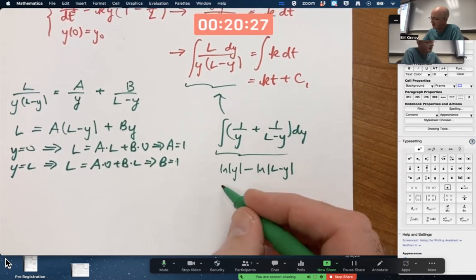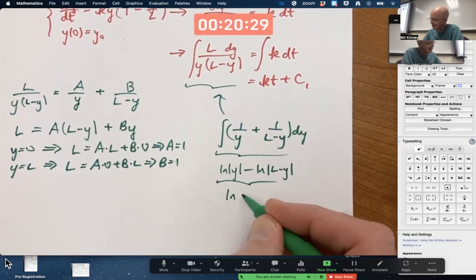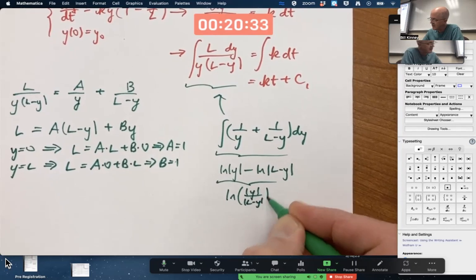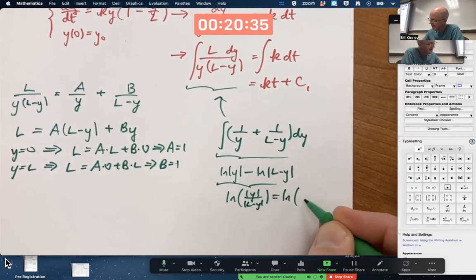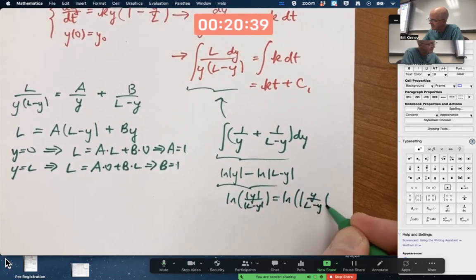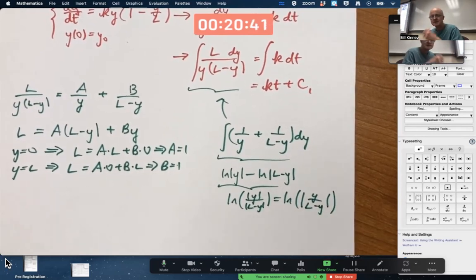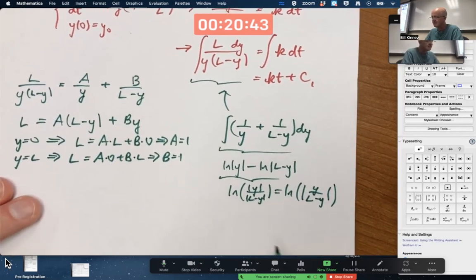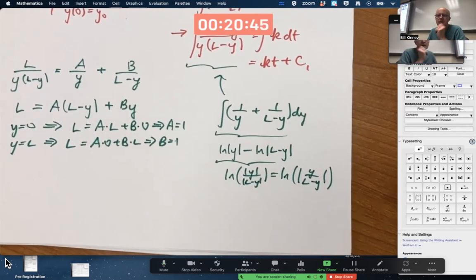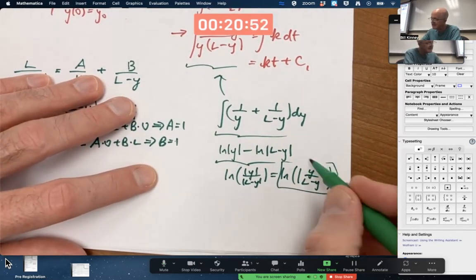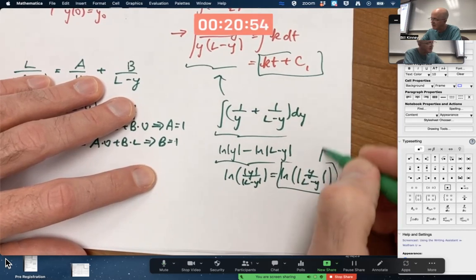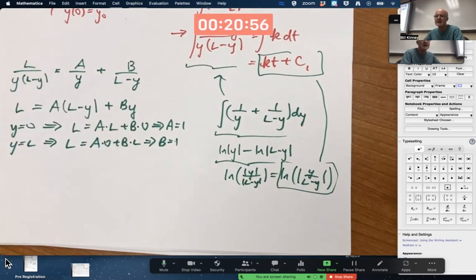And by property of logarithms, that's the same as ln of the absolute value of y over the absolute value of L minus y, which is also the same as the ln of the absolute value of y over L minus y. I'm putting extra parentheses in there that most people don't bother with, but that's okay. So we've got this thing equals this thing. What are we trying to do? We're trying to solve for y.